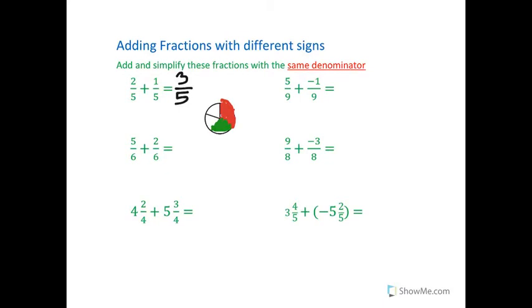5 plus -1 is going to be 4/9. 5/6 plus 2/6 is 7/6. And again, you may leave it as an improper fraction. 9 plus -3 is going to be 6/8, which, however, you will reduce. Simplify it to lowest terms.